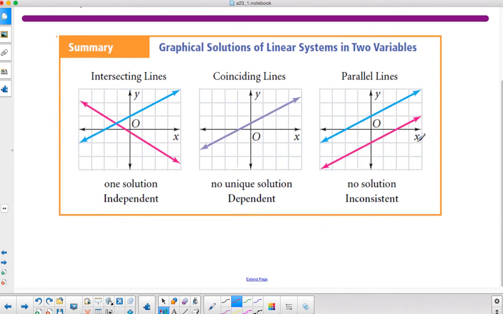So this little summary box that we have in your textbook is super helpful. Intersecting lines, it's independent, one solution. Coinciding lines, the same line, so same y-intercept, same slope, it's going to be dependent because it's the same line. And finally, if you have same slope but different y-intercept, you have parallel lines. There's no solution, and this is inconsistent.